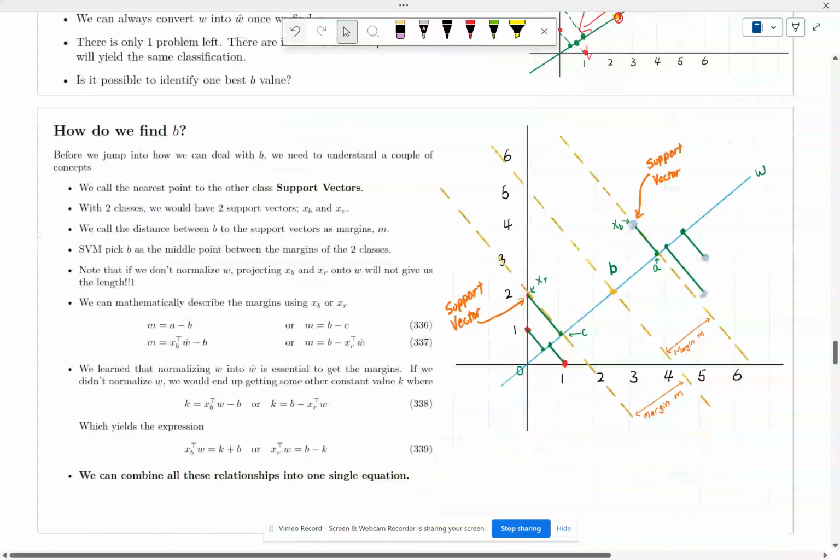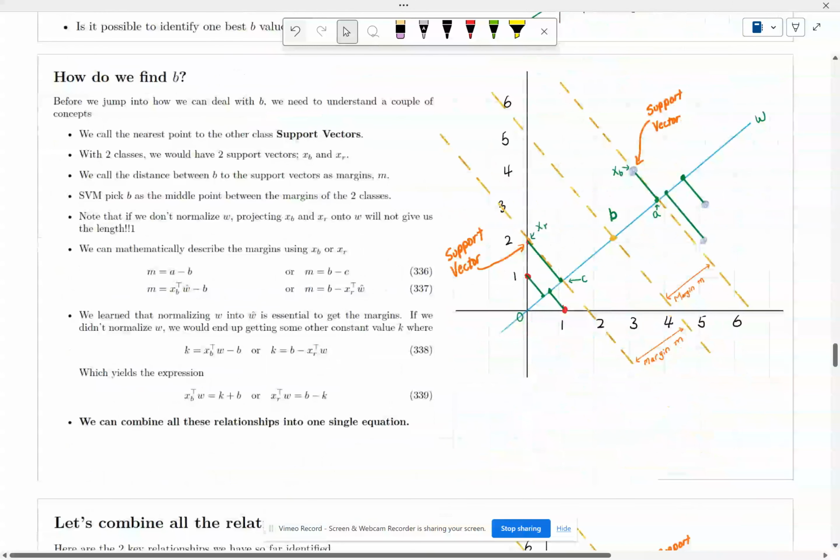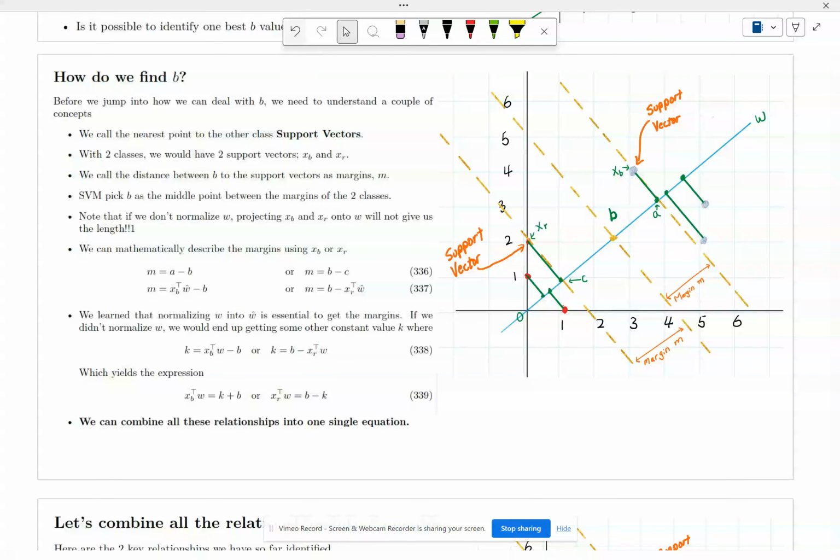Well, how do we find B? Before we jump into this idea, I want to define some vocabulary. So let's say we have class blue and class red, right? We're going to define the point that is closest to the other class as the support vectors, right? The point here is a support vector. That's the name for it. And with two classes, we will have two support vectors.